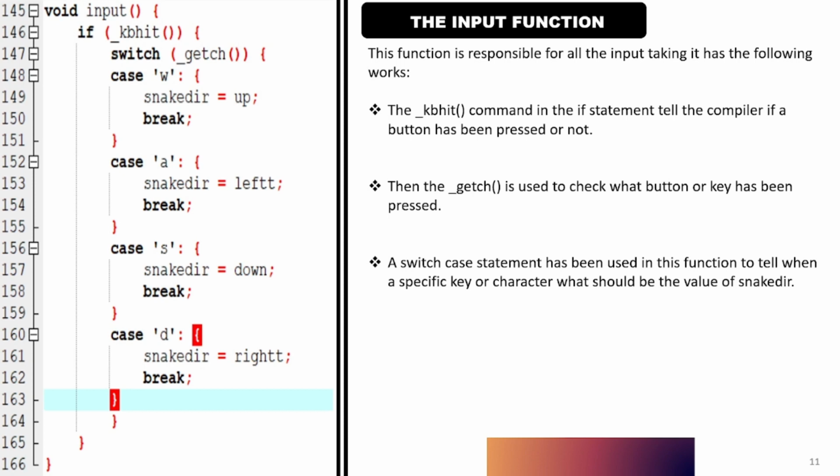Now, in the condition of the switch statement, we have used another command which is known as the get character command. Now, what the get character command does is it tells the compiler what key has been pressed by the user. For example, if we press W, then in the switch case statement, it moves towards the case W. In the case W, it changes the value of snake dir to up. If we press A, it will move towards the case A and it will give the value of left to snake. If we press S, it will give the value of down to snake, and if we press D, it will give the value of right to snake.